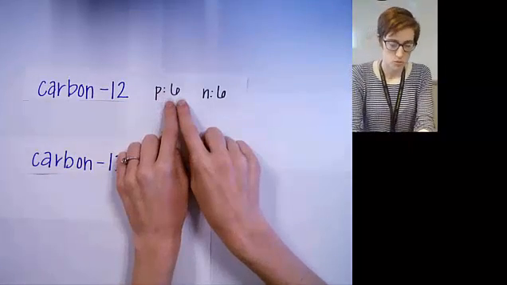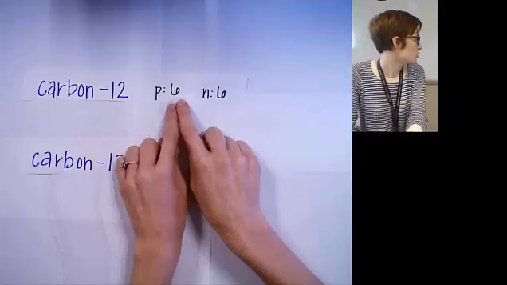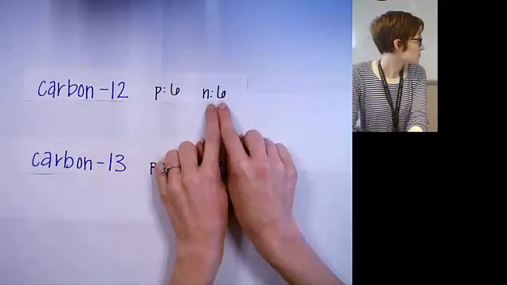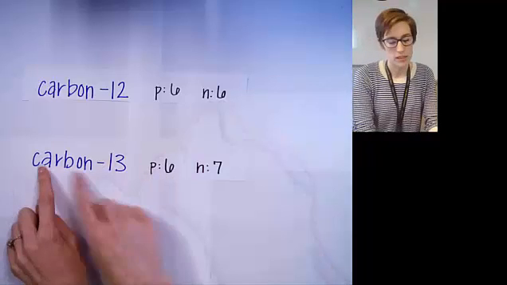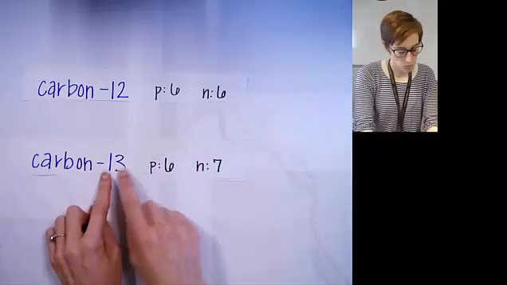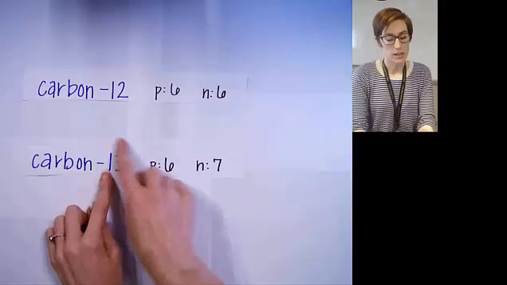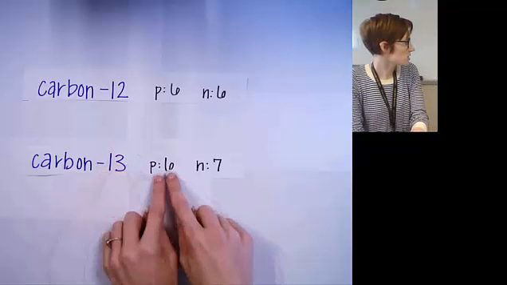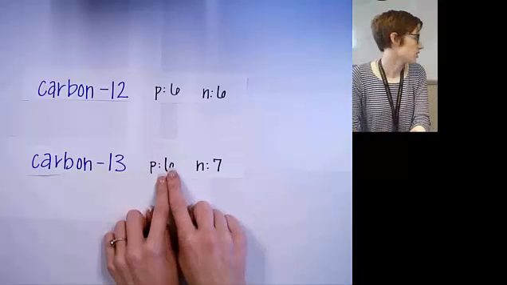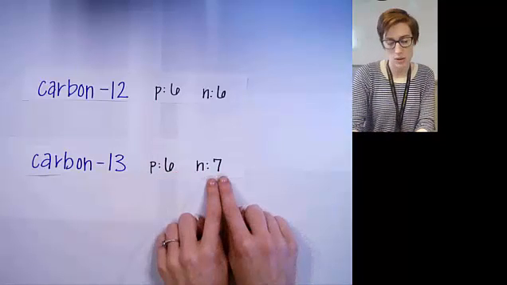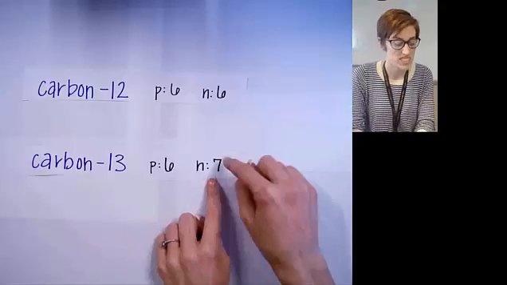So if the mass number is 12, what does that mean about our number of neutrons? Also be 6. And this is a different isotope of carbon. It has a mass number of 13, but does our proton number change in this? No. Our protons are permanent, so the only thing that changes are the neutrons. And here we have, instead of 6 neutrons, we have 7.